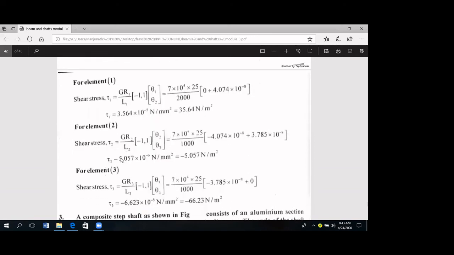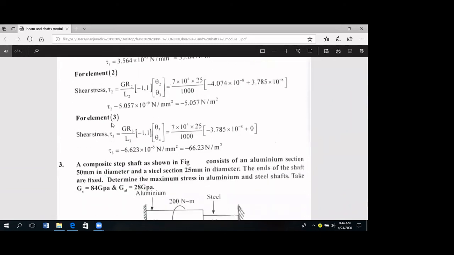Similarly, there are two more elements, element number 2 and element number 3. For those also we need to calculate shear stress. For element number 2, shear stress tau 2 is equal to G R2 divided by L2. Similarly, just substitute the values of G, R, and L2. Here only the value of L2 is going to change, and also theta 2, theta 3. Theta 2 we have got this value, and theta 3 we have got this value. Just multiplying these values and adding, we are going to get tau 2, which is equal to 5.057 into 10 to the power of minus 6 Newton per millimeter square.